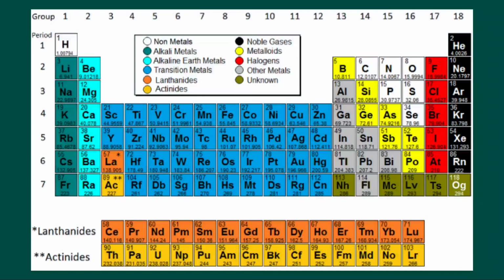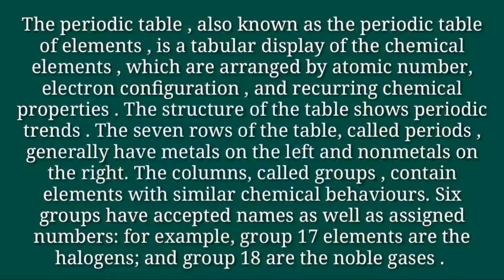To begin with the chapter, first we must understand what the periodic table is. The periodic table is the arrangement of the elements in the increasing order of atomic number, such that the elements having similar physical and chemical properties lie in the same vertical column, which are known as groups.